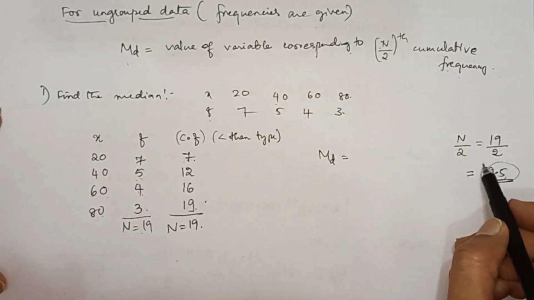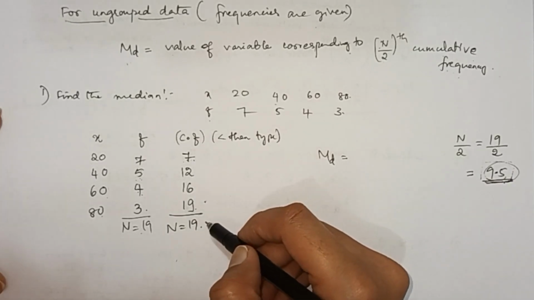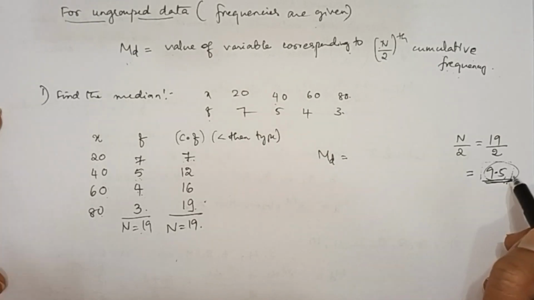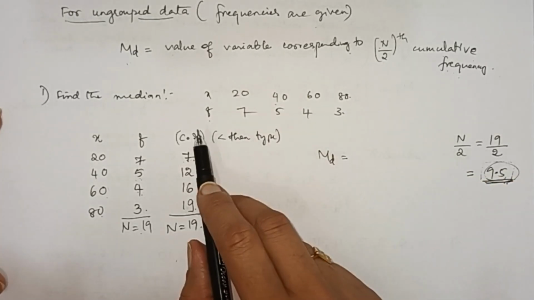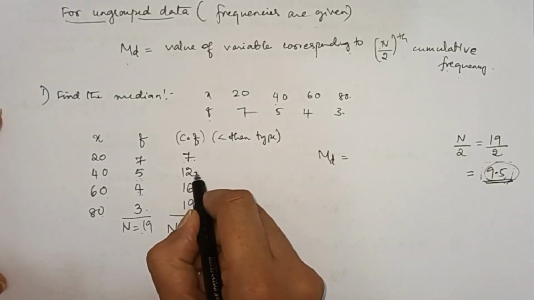Now observe where this value 9.5 comes under the cumulative frequency column. You can see nowhere is this value 9.5. So 9.5 is not among the cumulative frequencies. So you have to take its next cumulative frequency, that is 12.